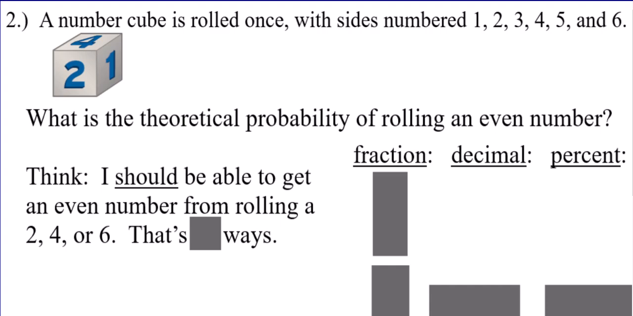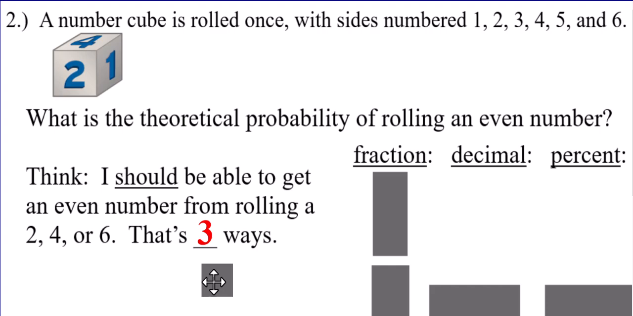Okay, let's do a couple simple examples together. A number cube is rolled once with sides 1, 2, 3, 4, 5, and 6. You can see 3 of those sides right here on this picture. What is the theoretical probability of rolling an even number? Well, here's what you got to think. We don't have a table of values. This is not relative frequency. We just have to think, I should be able to get an even number from rolling either a 2, a 4, or a 6. So how many ways is that? That is, boom, 3 ways. Go ahead and fill that in.